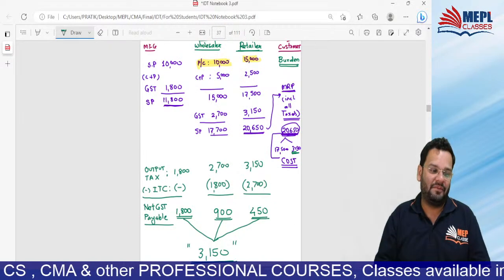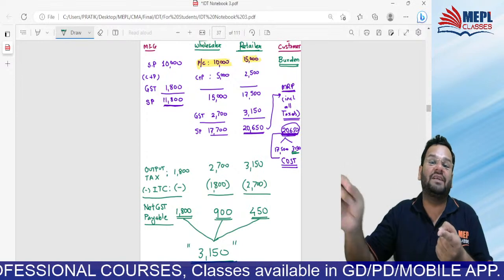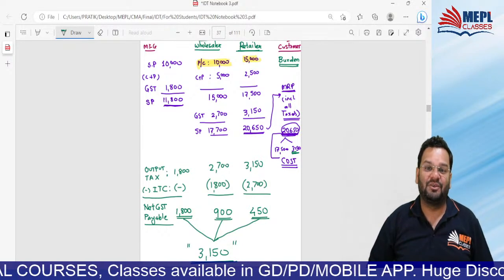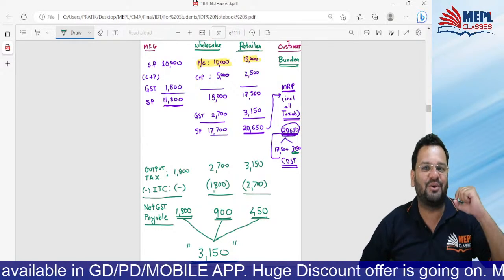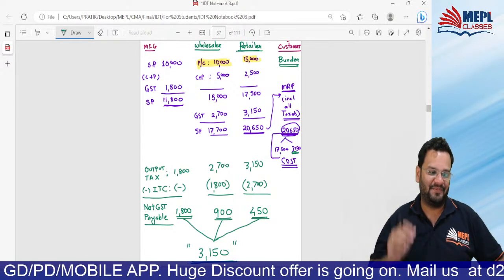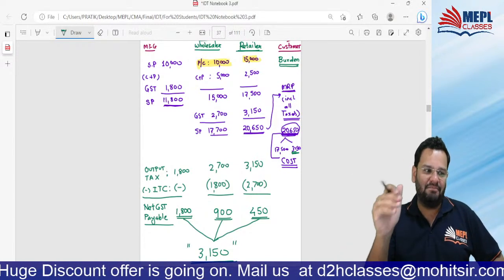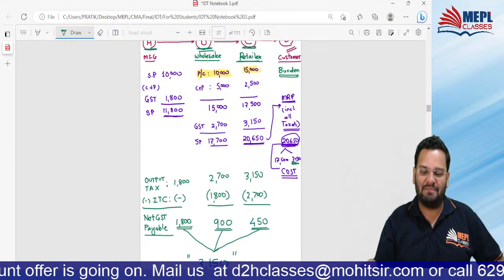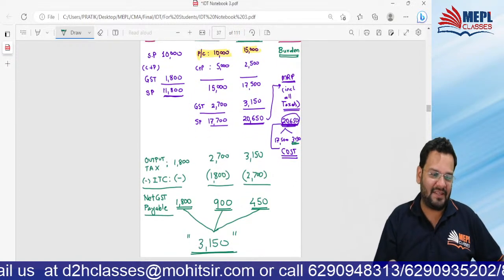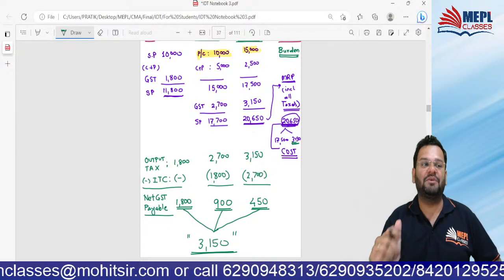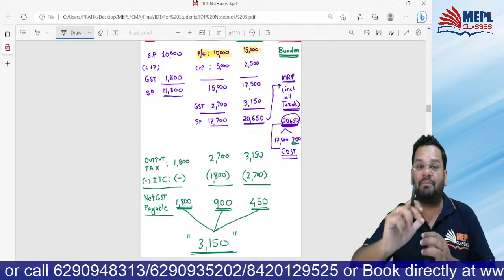So D is the end consumer, so D needs to bear this burden of 3150. Tell me, is the point clear to you? How the burden is passed on to the end consumer, how A passes the burden to B, B passes to C, and C passes to D? Yes or no? Quickly let me know so that we can go ahead and discuss technically what happened in this case.